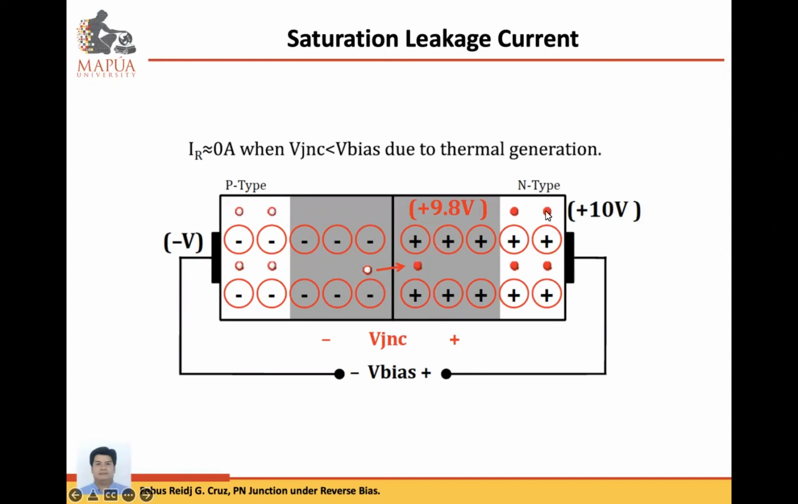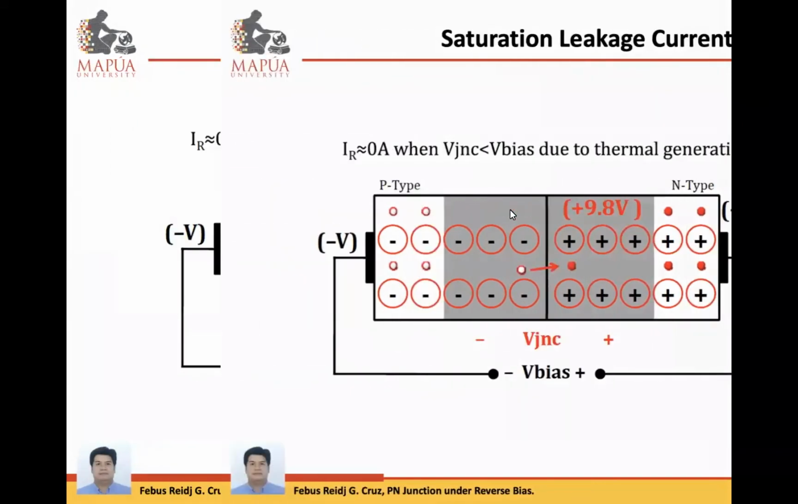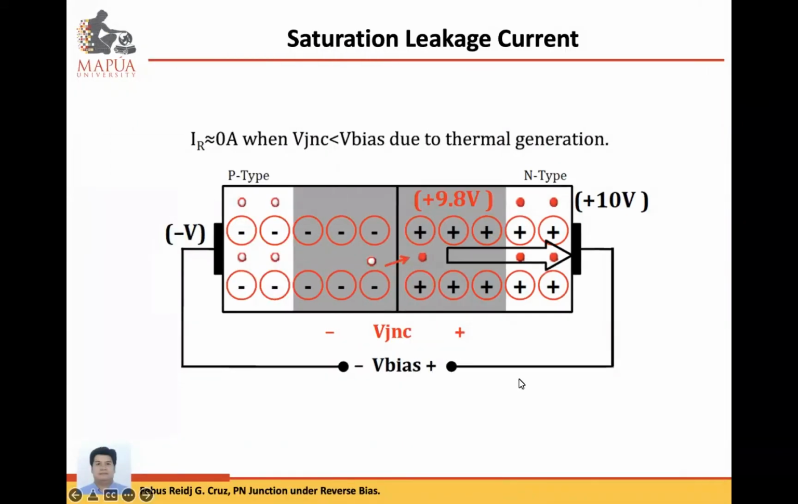And when this happens, you now have a higher voltage at the outside. So the free electrons will once again be attracted towards the positive 10, since positive 10 will have a higher effect compared with the positive 9.8. So eventually, the free electrons will move towards the cathode. And this movement is what forms the leakage current. Or specifically, that is what we call the saturation leakage current.